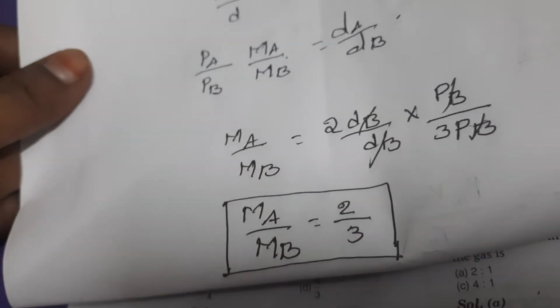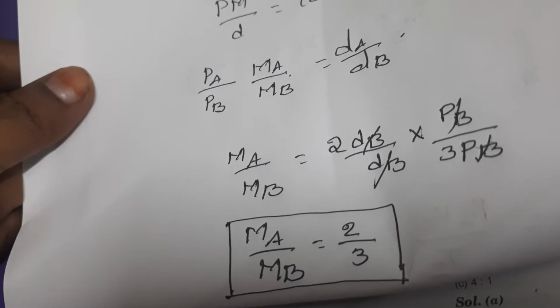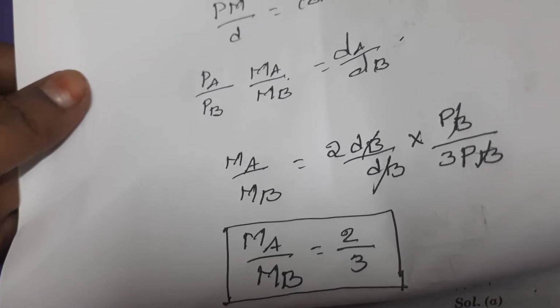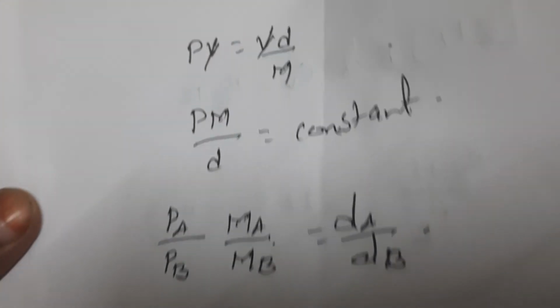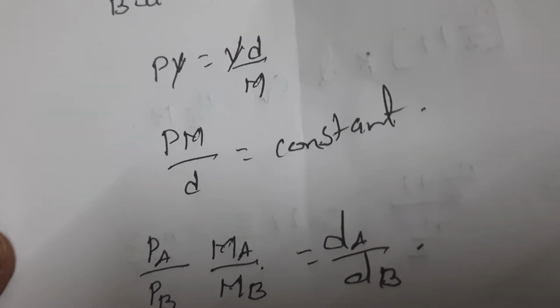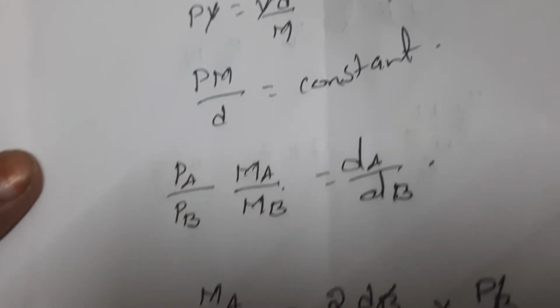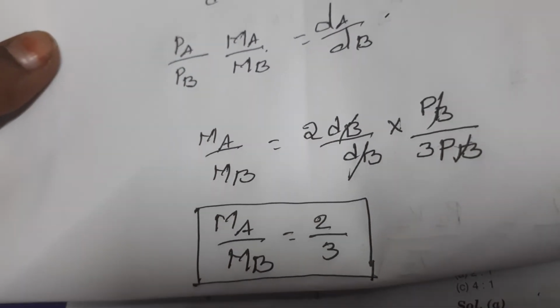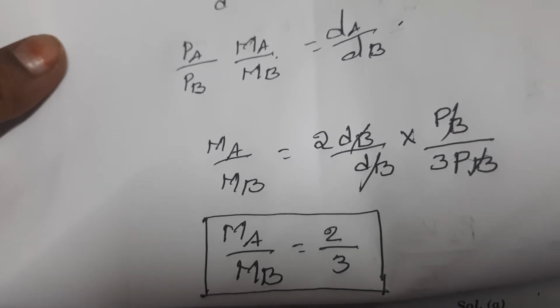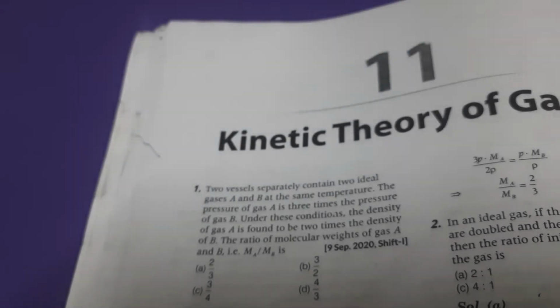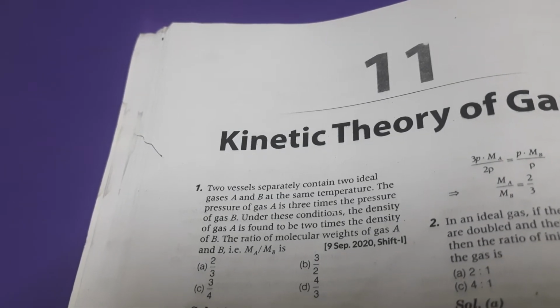After simplification, molecular weight of gas A by molecular weight of gas B equals how much? 2 by 3. So simply you should remember this formula, PM by D equals constant under constant temperature. Then simply we can substitute these values and finally find the ratio of molecular weights of gas A to gas B. Then come to the next question.